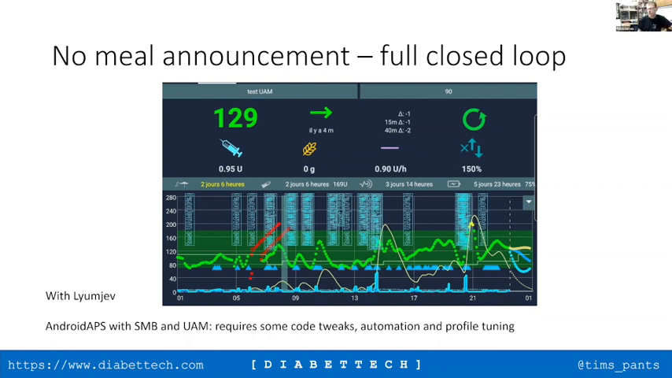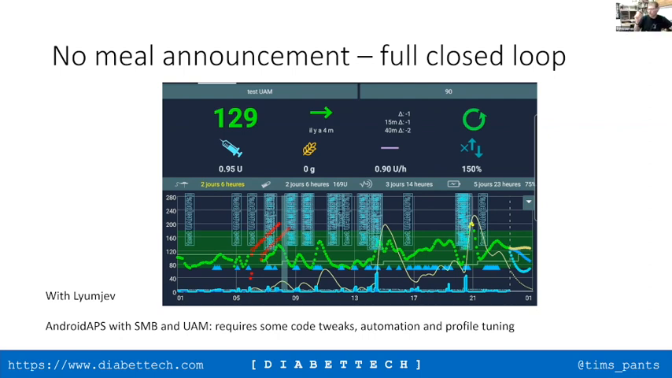I've got a couple of questions. We don't have Lyumjev in our country yet. The fastest thing we've got is Fiasp. I've been using that for a year now, and I've got things to the stage that I have not bolused since November. A lot of the time I'm relying on unannounced meal mode, but especially for higher GI foods, I will give it a heads up and do carb announcements.